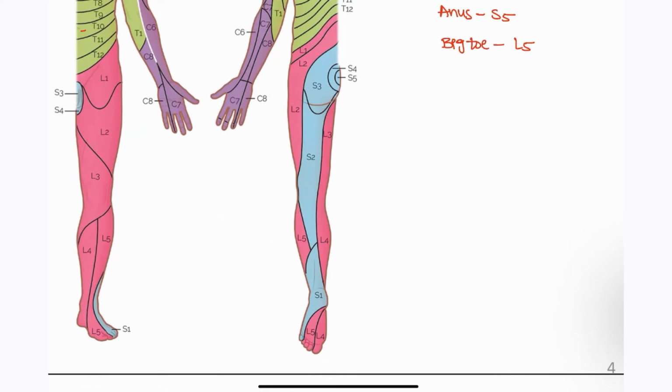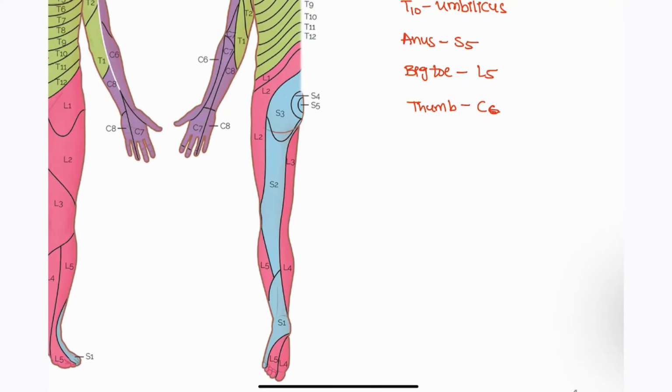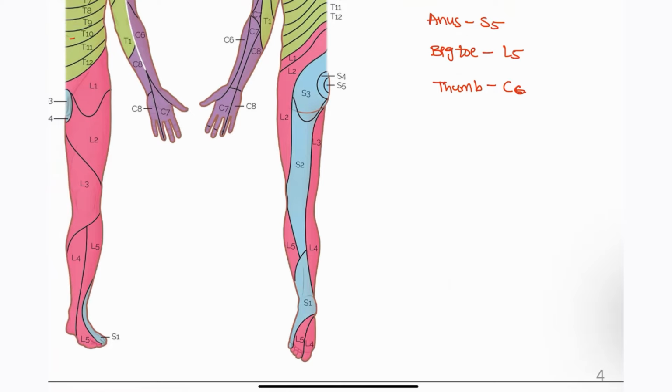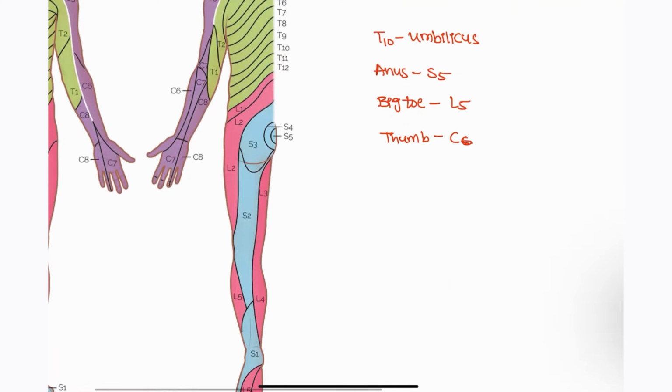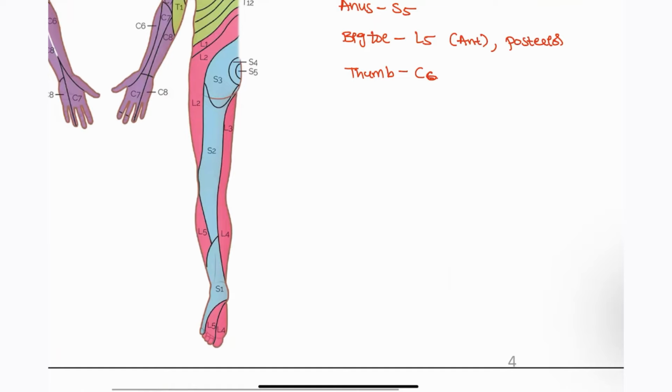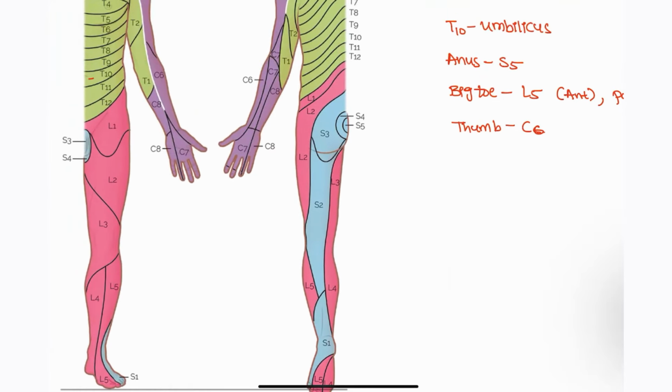Coming to the hand, the thumb is supplied by C6. Next, the region of the leg will be asked again in the examination, guys. On the anterior side, the big toe is L5. And what about the posterior aspect? On the posterior aspect, it is supplied by the dermatome of L4. This can also be asked in the examination.